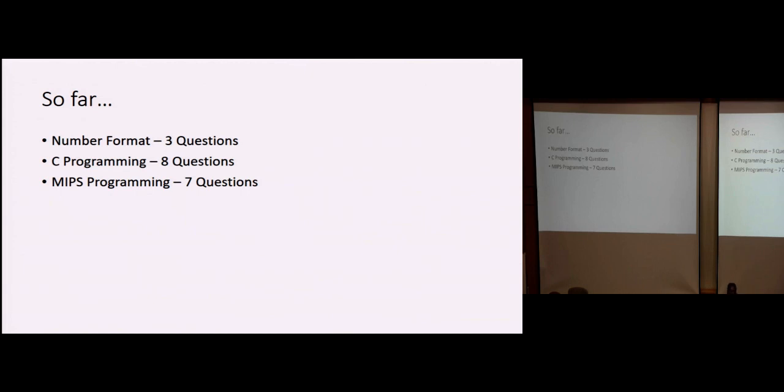I have managed to set 18 questions so far. Okay, 3 questions on number format, 8 questions on C programming, 7 questions on MIPS. So 18 there. That means the remaining 12 should come from where? The remaining part of the MIPS, correct? Which is your data part and your control.